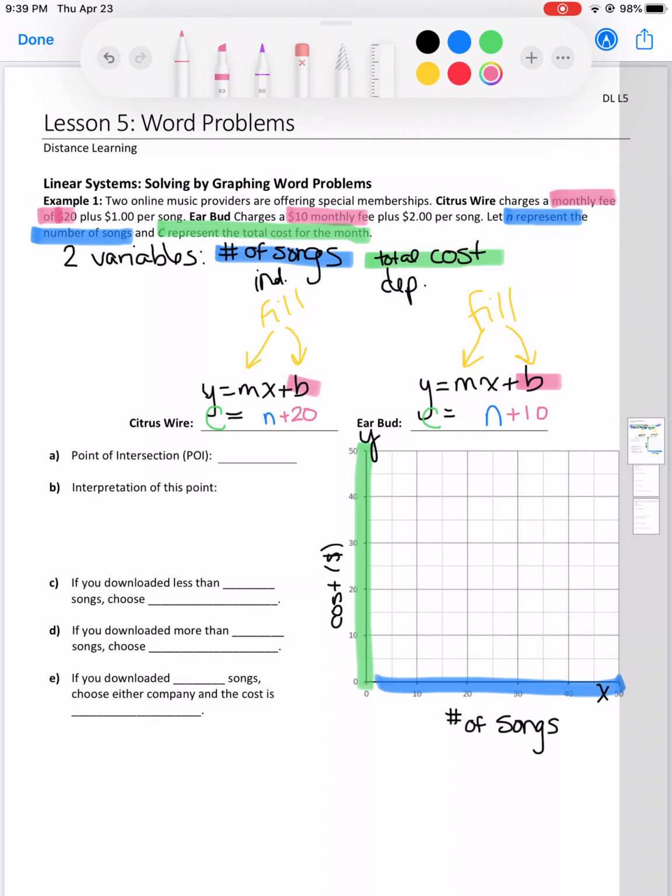Right? So again, now let's do the rate of change. How does our cost change with respect to the number of songs? The rate of change.